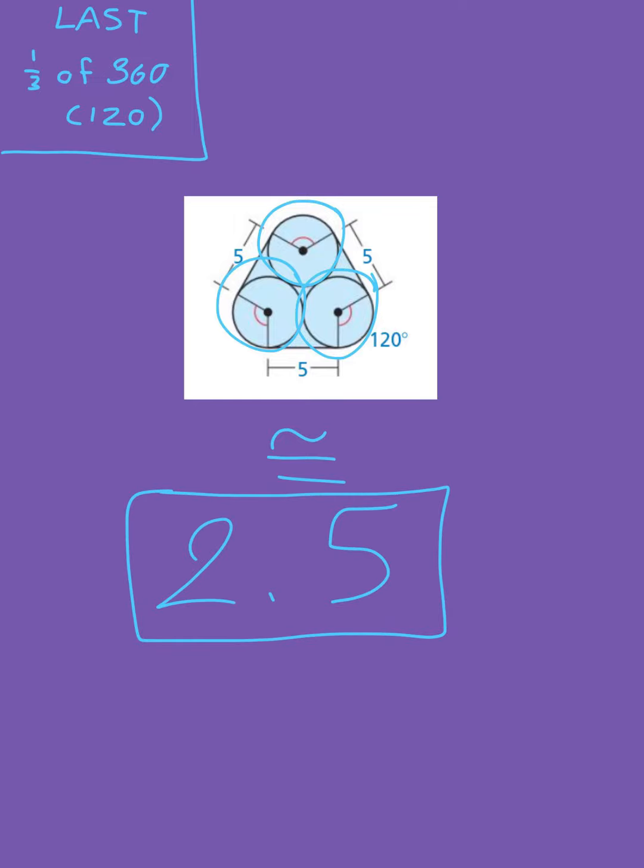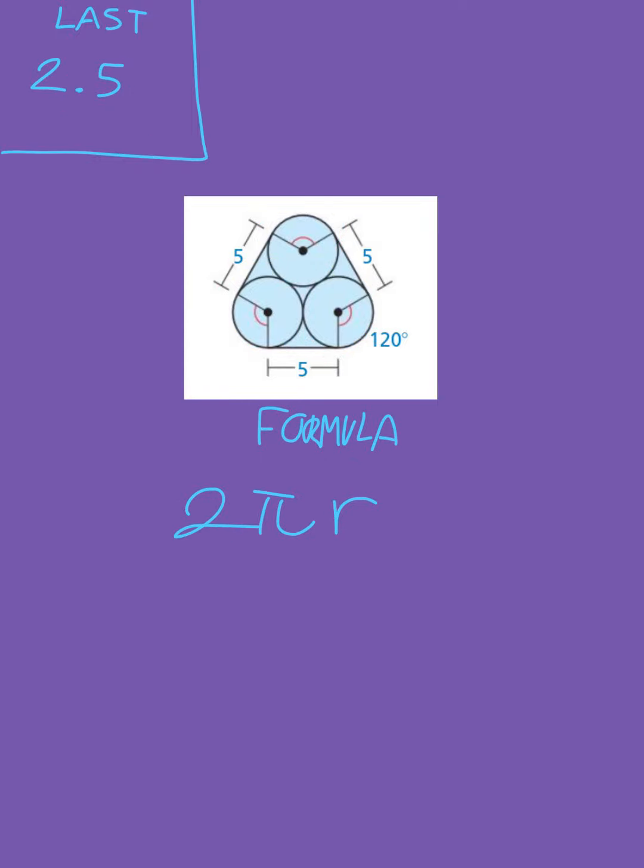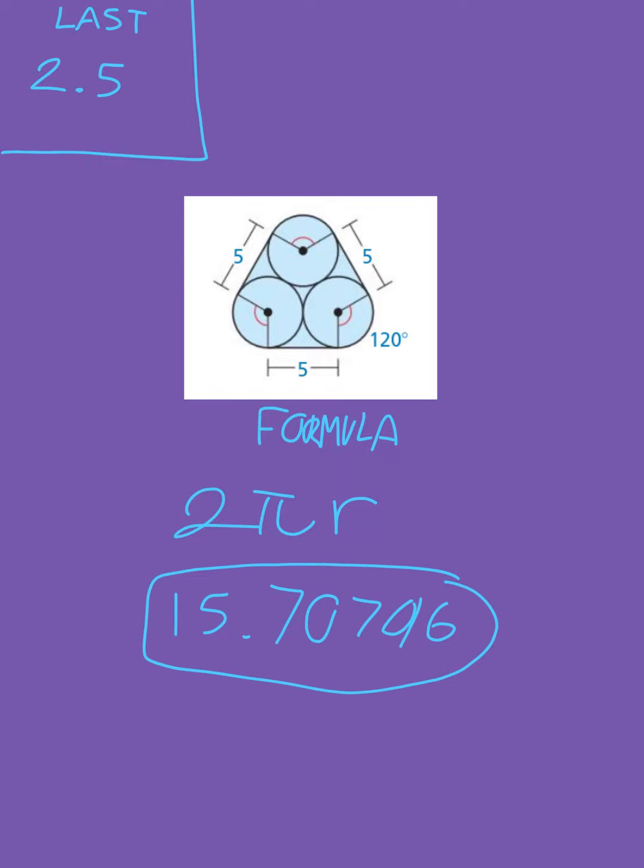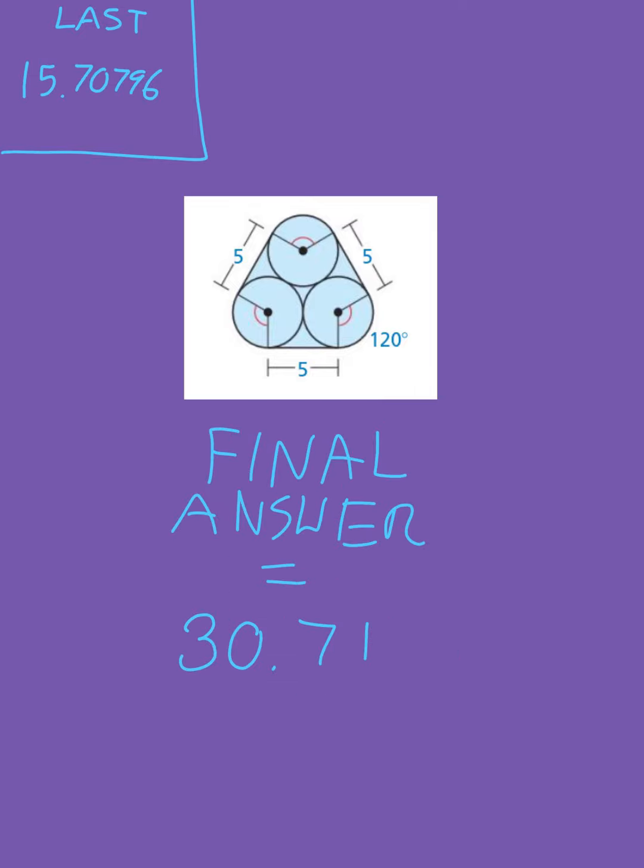To find the circumference, we are going to use the formula 2 pi r. Using a calculator and plugging in the radius, we get 2 pi times 2.5, which is about 15.707, which is the circumference of one of the circles. Since there are 3 circles and we need to find a third of each one, finding the circumference of just one circle works also. So now the equation would be 15, which is adding all of the sides together, plus 15.70796, which is about 30.70796, which is rounded to about 30.71.